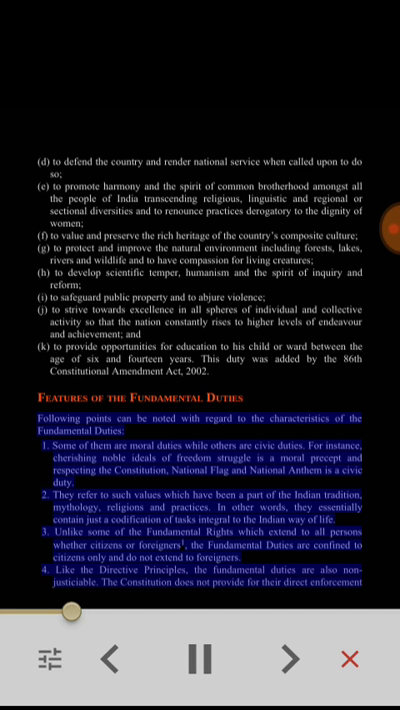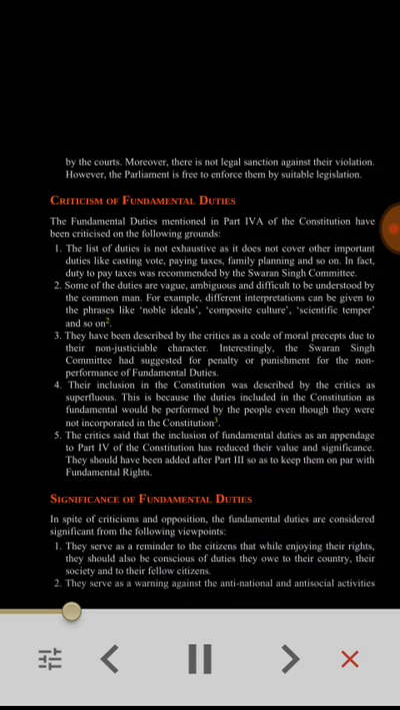3. Unlike some of the fundamental rights, which extend to all persons whether citizens or foreigners, the fundamental duties are confined to citizens only and do not extend to foreigners. 4. Like the directive principles, the fundamental duties are also non-justiciable. The Constitution does not provide for their direct enforcement by the courts. Moreover, there is no legal sanction against their violation. However, the Parliament is free to enforce them by suitable legislation.